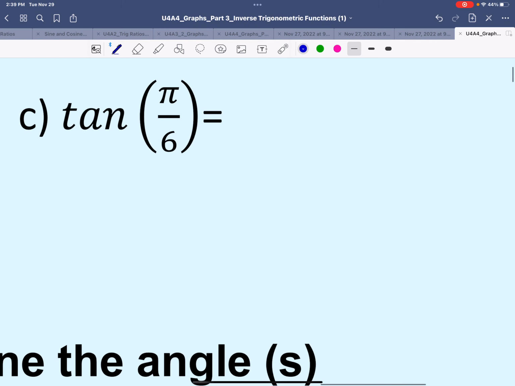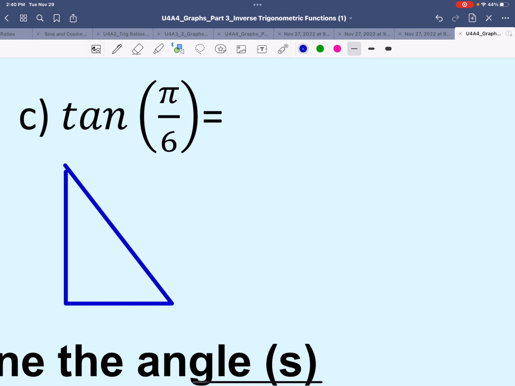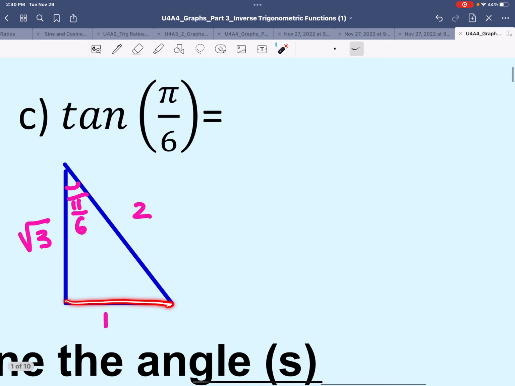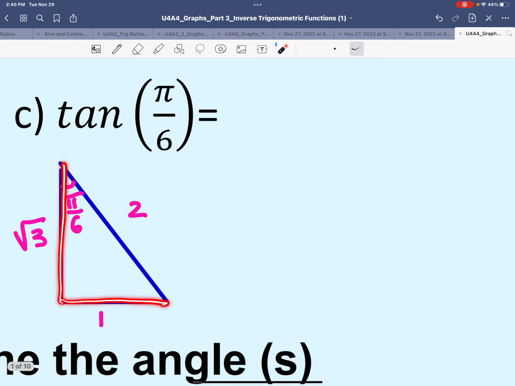So in the next example, we have a tan ratio of angle pi over 6, which is also a special angle. So I'm going to use a special triangle for it. And that would be the triangle 1, 2, root 3 again. And here is the angle pi over 6, or 30 degrees. So the tan of pi over 6 will be the opposite over adjacent, so that's the TOA ratio, which means that we have 1 over root of 3.